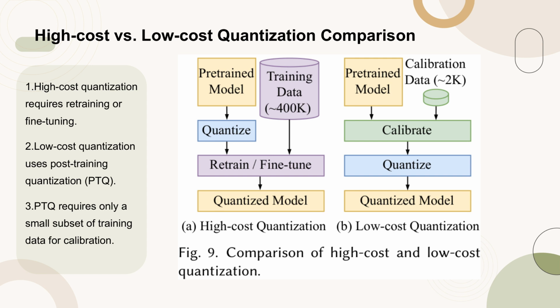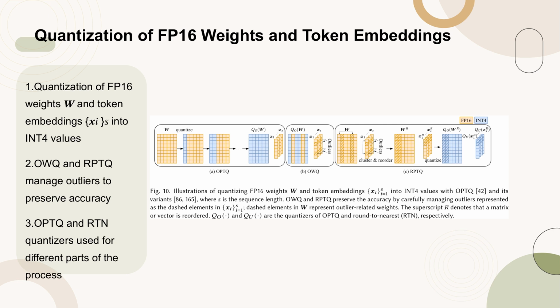In contrast, low-cost quantization, depicted in Part B, employs post-training quantization, PTQ, which quantizes the pre-trained model without further training. This method only necessitates a small subset of training data for calibration, making it faster and less resource-intensive. The figure highlights that while high-cost methods aim to preserve accuracy through retraining, low-cost methods prioritize speed and efficiency by avoiding the retraining process.